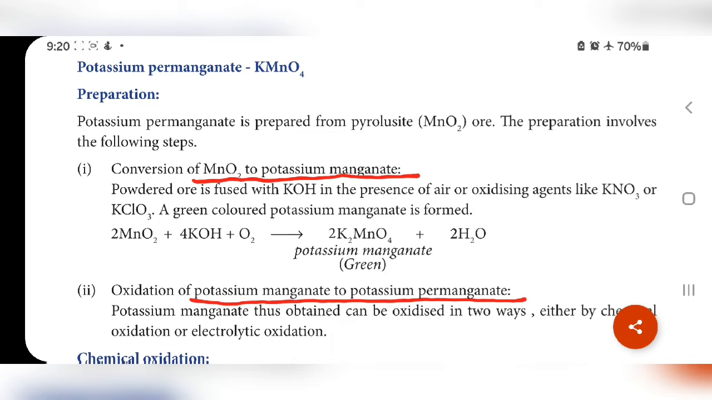See the first step. Powdered ore is fused with, here that ore is pyrolusite, that is MnO2. This is the ore. Powdered ore is fused with KOH, potassium hydroxide, in presence of air or an oxidizing agent like KNO3 or KClO3. A green colored potassium manganate, that is K2MnO4, is formed.